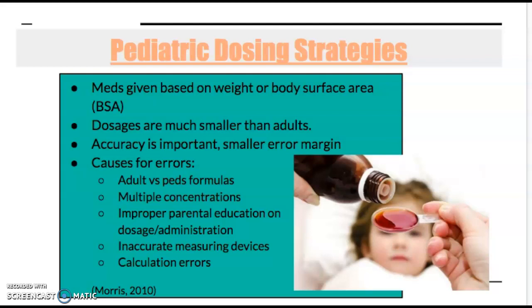Another thing is inaccurate measuring devices. Either we or parents aren't using the correct devices to measure medications for kids. Instead of using a syringe or those little dose cups, they use a teaspoon or a spoon they have in their drawer. It's not the same, it's not comparable. And lastly, calculation errors. Sometimes it's just a math mistake that we make. So it's really important to double check our work when giving medications to kids.